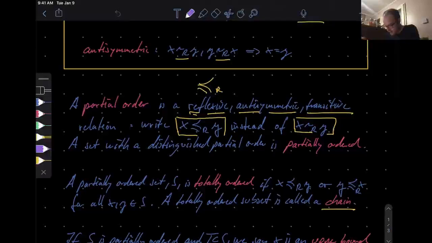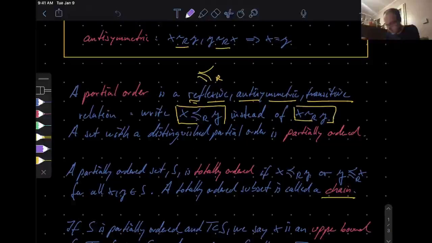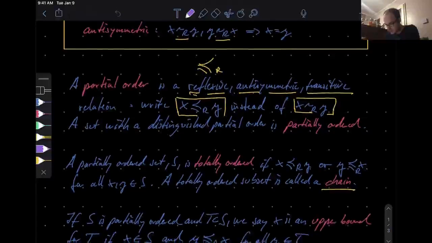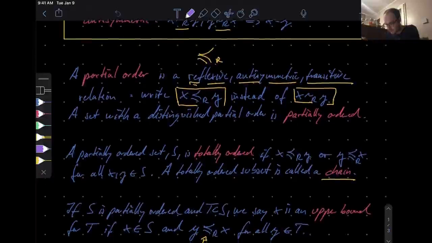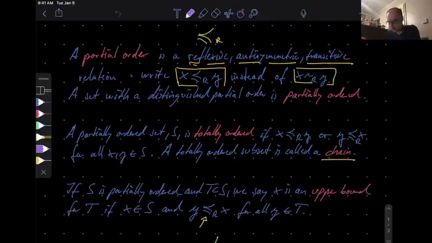However, one has to be careful, because two elements in a partially ordered set might not be related to one another, and that is precisely what the total order achieves. A partially ordered set is totally ordered if either x is related to y or the other way around. This might not be the case for your sets: you have two sets A and B, they might be disjoint, so you can't assume that one is always sitting in the other. A totally ordered subset is called a chain.